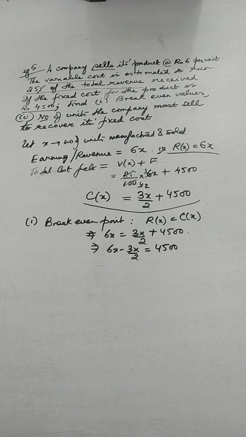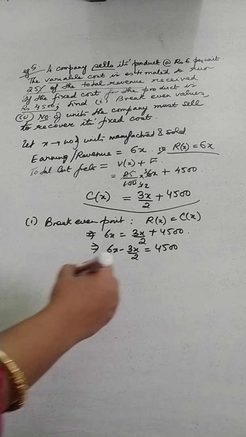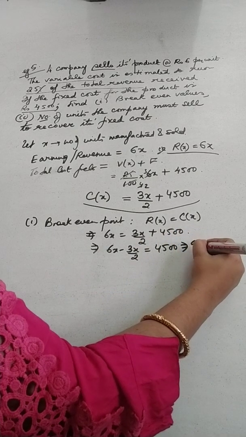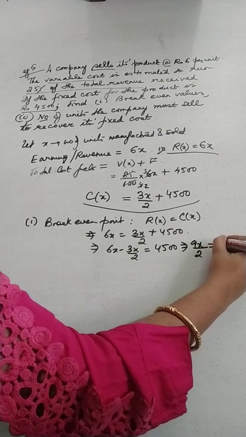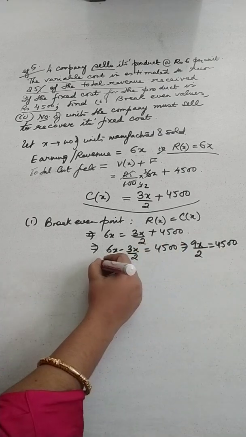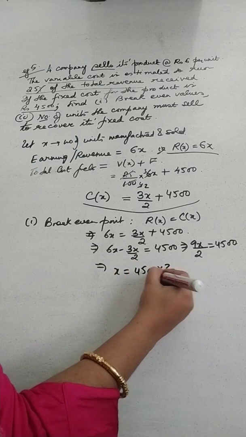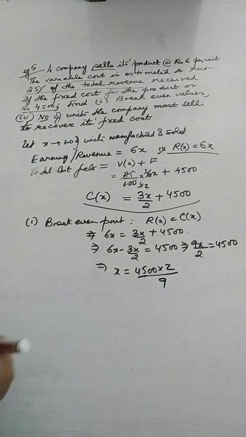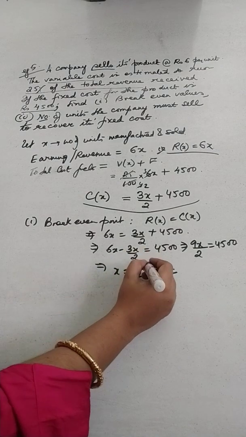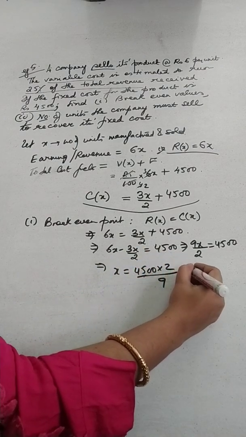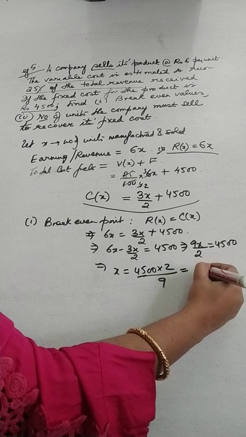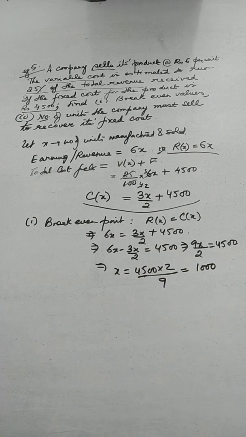6x minus 3x by 2 will give you 4500. I think you'll be able to solve this. That is 9x by 2 gives you 4500. So x is equal to 4500 into 2 by 9. 9 5s are 45. So here it's going to become 500. So that is going to become 500 into 2, that means it's 1000.